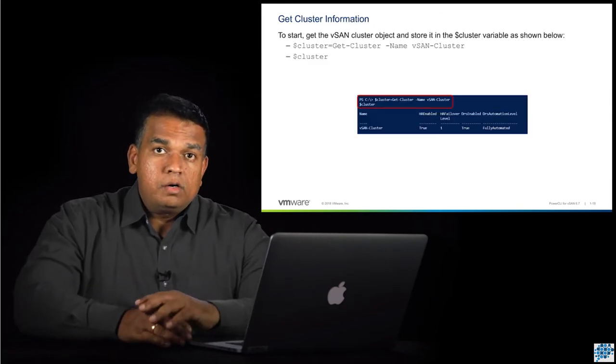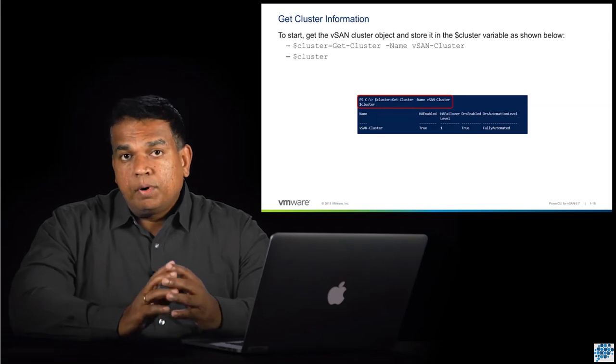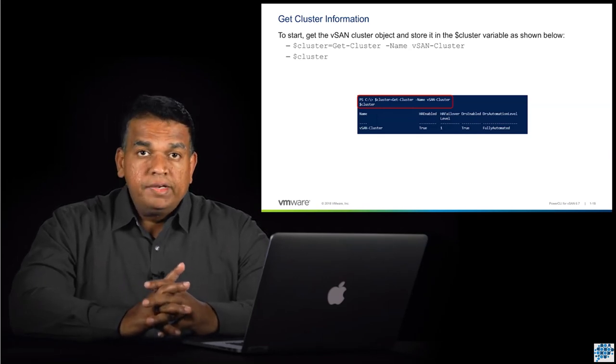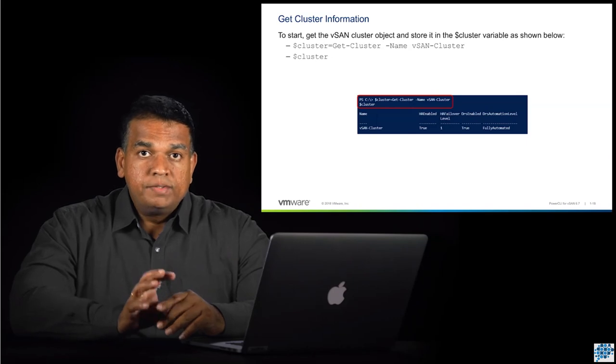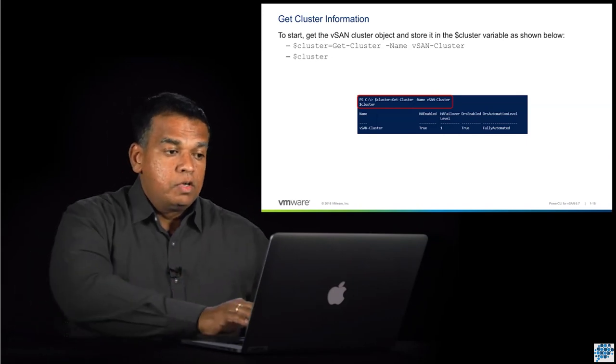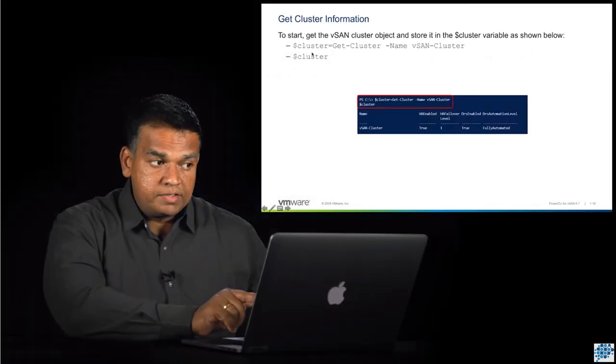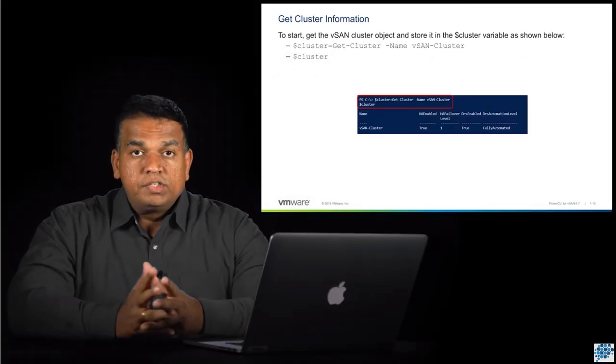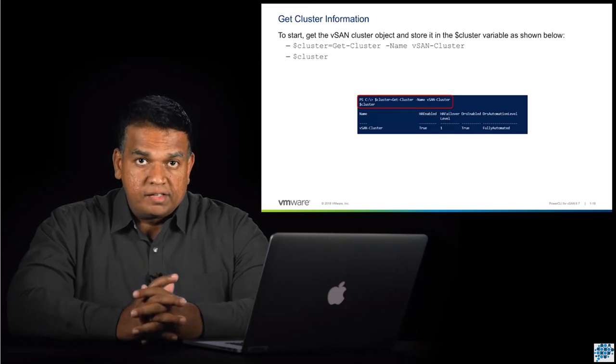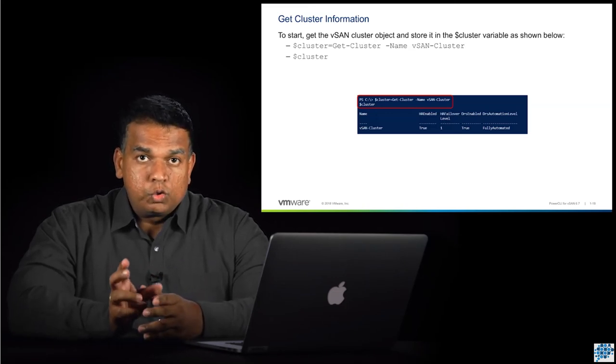Before we can do anything with the PowerCLI commandlets for vSAN, we need to find out the object for the vSAN cluster itself. For that we run this command called Get-Cluster, and we provide the name of our vSAN cluster. In my lab environment, the name of the vSAN cluster is vSAN-cluster. So I run Get-Cluster -Name, give the name of the cluster, and store it in a variable called $cluster. $cluster is the variable which now stores the object for my vSAN cluster.